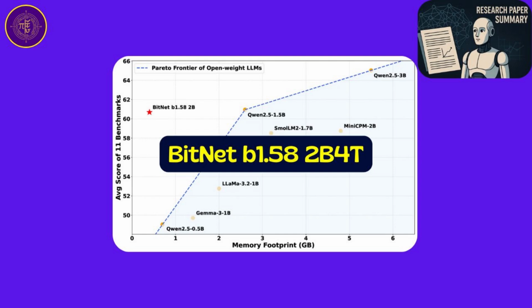Okay, so that provides crucial context. We have these highly efficient, but historically, let's say, less capable 1-bit models. And now, BitNet b1.58 2B4T enters the picture. The report calls it a breakthrough: the first open-source native 1-bit LLM at the 2 billion parameter scale, trained on a massive 4 trillion tokens. That word native seems really significant here.